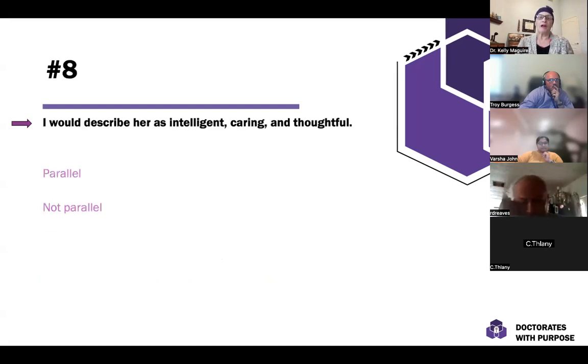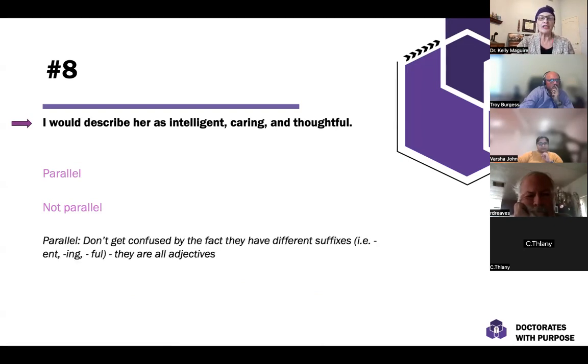Number 8, I would describe her as intelligent, caring, and thoughtful. So this is going to be one that almost seems like an exception, because we were doing so much with everything ending in an S, or everything ending in an -ing, or everything ending with an -ed, and this one doesn't have that. But you all are correct.